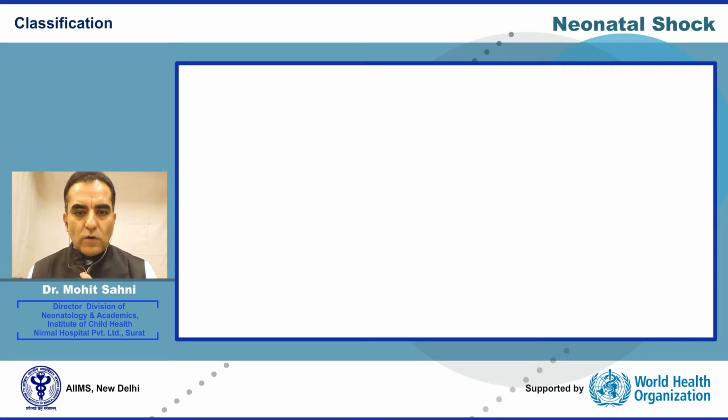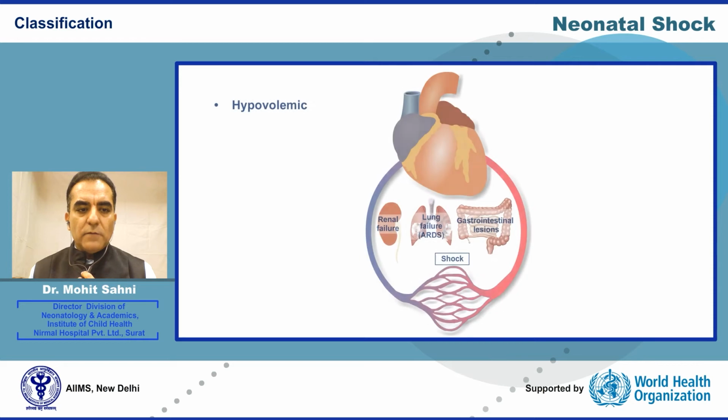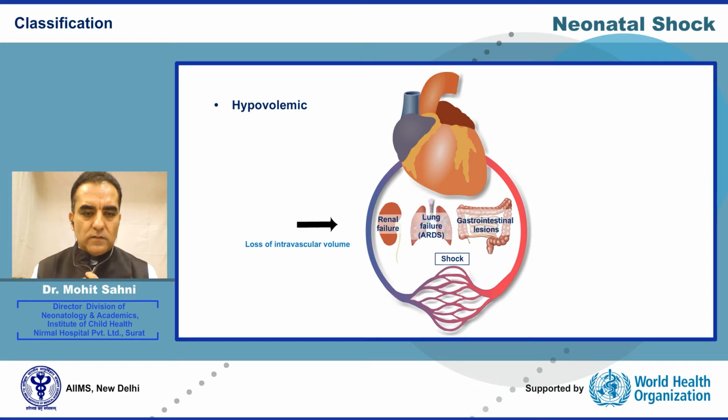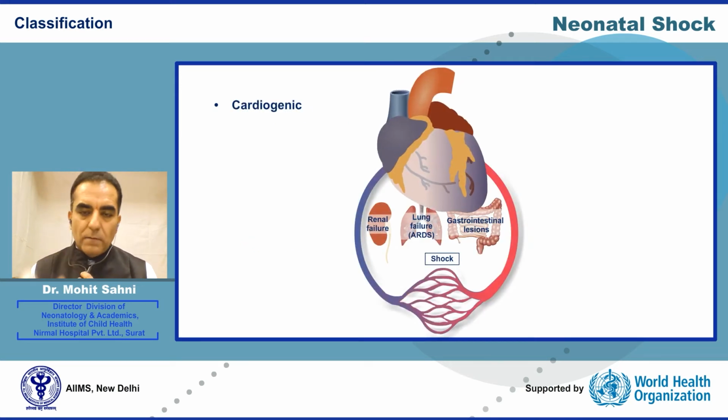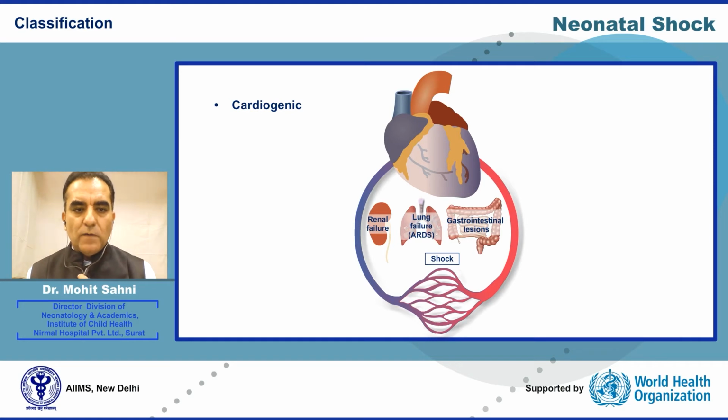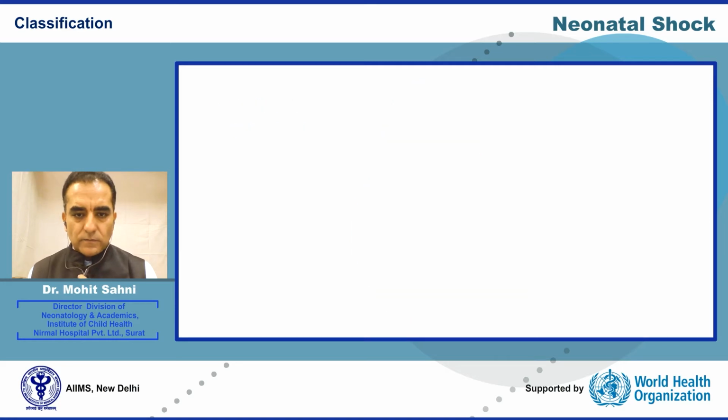When we classify shock, simply we can divide it into hypovolemic shock, where the preload, that is the intravascular volume, is being lost. The most common reason is antepartum hemorrhage. Then we classify cardiogenic shock, meaning pump failure, where the heart fails to pump an adequate volume of blood to the tissues. The most common cause is hypoxia, and the most common etiology may be perinatal asphyxia.